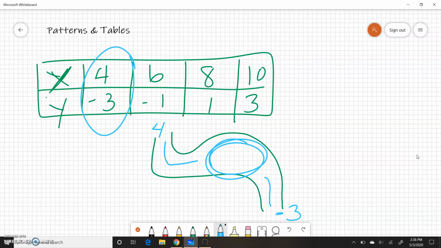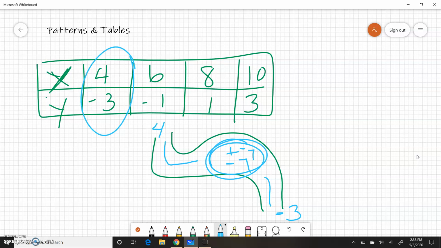Well, I don't think I can multiply anything times 4 to get -3, and I can't divide anything by 4 to get -3. I think I could add a -7 to get a -3. I could subtract a +7 to get a -3. That's essentially the same thing.